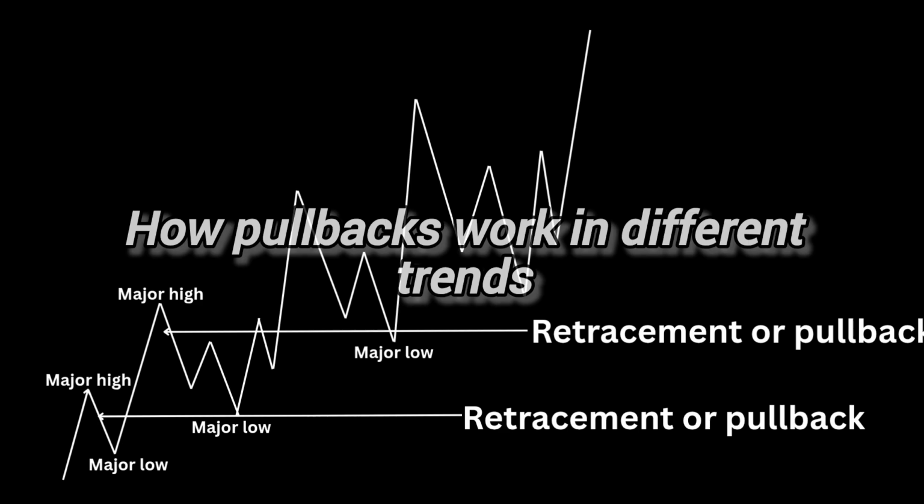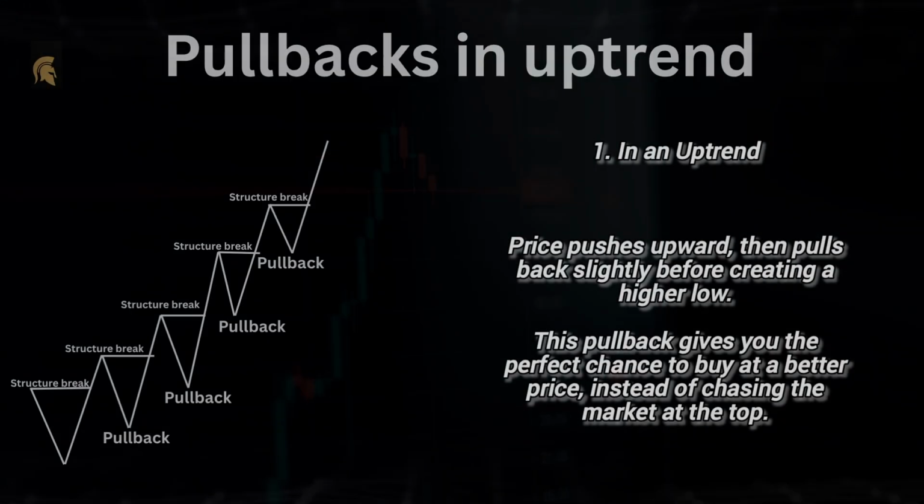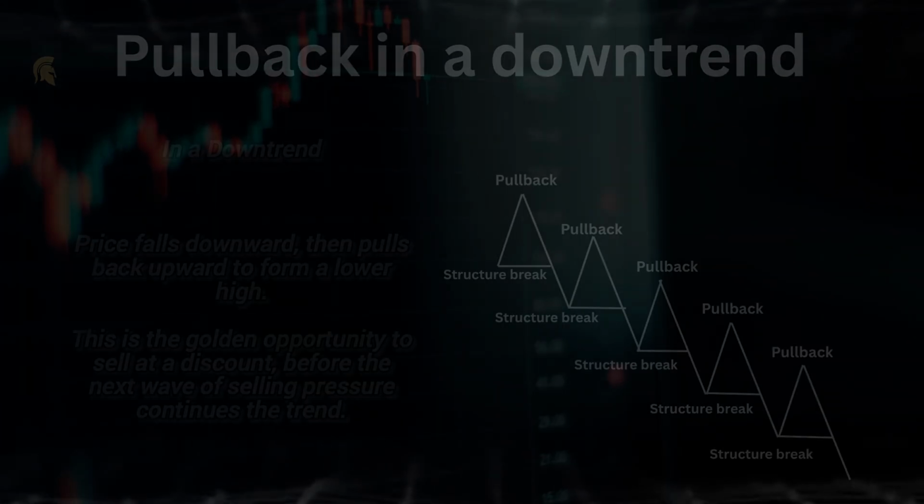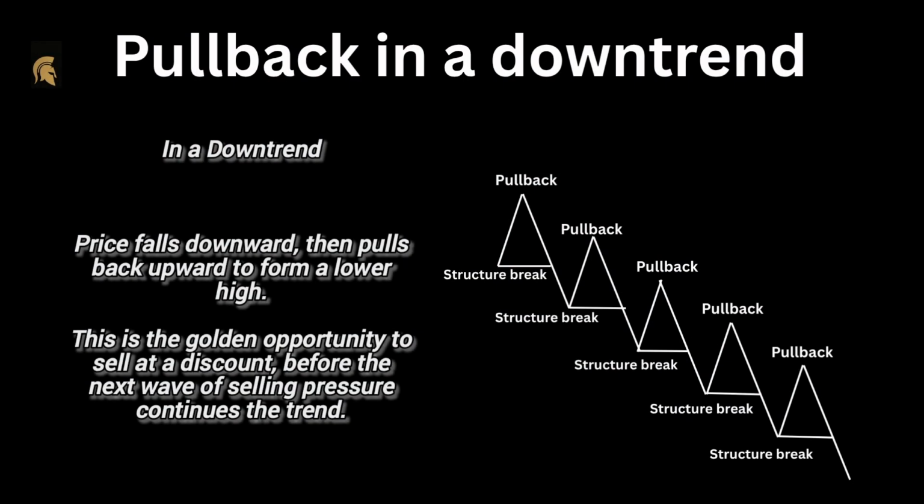How pullbacks work in different trends. 1. In an uptrend, price pushes upward, then pulls back slightly before creating a higher low. This pullback gives you the perfect chance to buy at a better price, instead of chasing the market at the top. 2. In a downtrend, price falls downward, then pulls back upward to form a lower high. This is the golden opportunity to sell at a discount, before the next wave of selling pressure continues the trend.